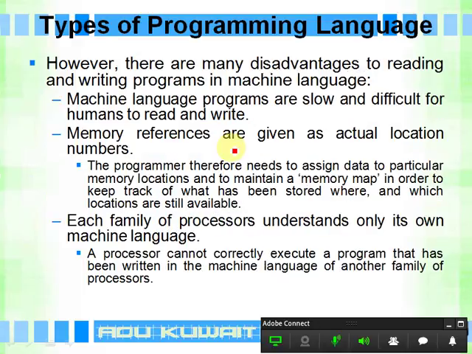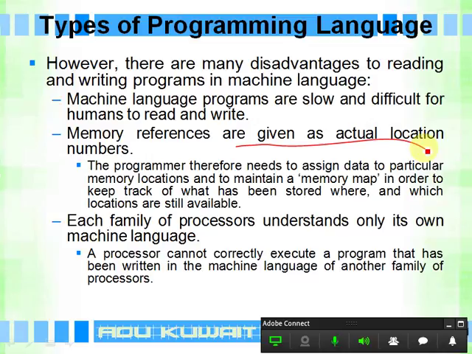However, there are many disadvantages of machine language. Machine language programs are slow and difficult for humans to read and write. Can we write a program in zeros and ones? It's very difficult for us. Reading a program is very difficult. Memory references are given in actual location numbers. It means that you should know the memory addresses, because you have to put that in the program, where you store the data, where you take the data, okay, all this.